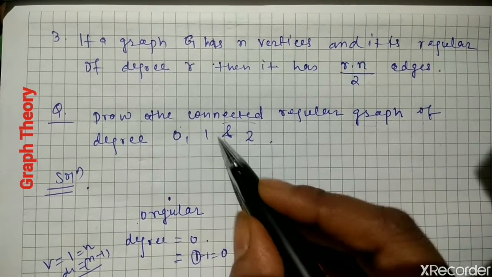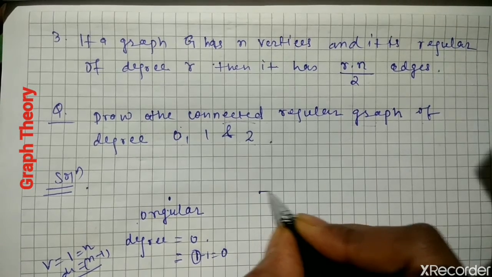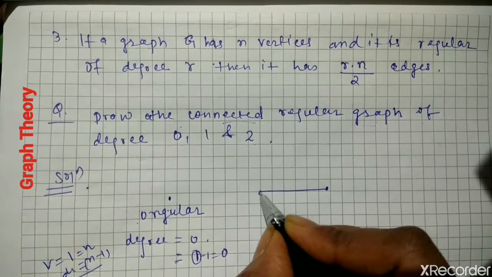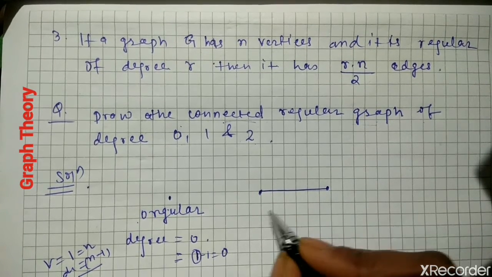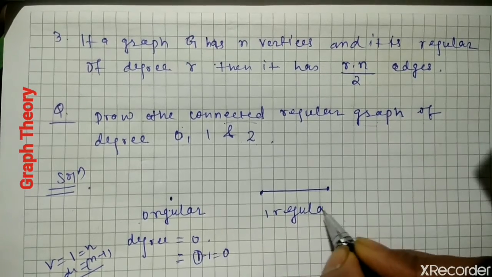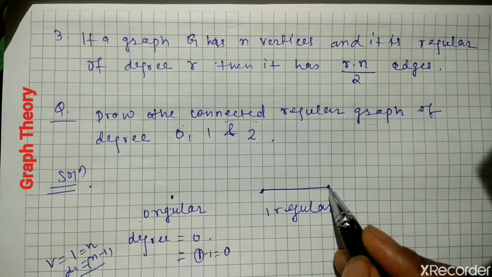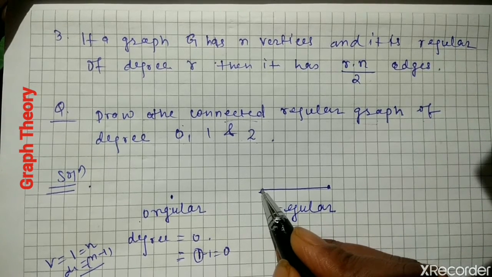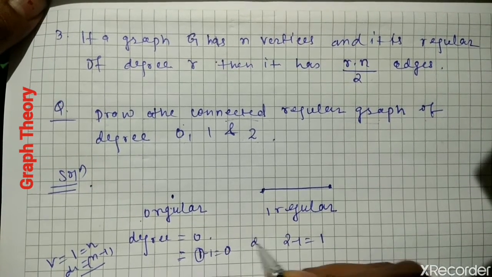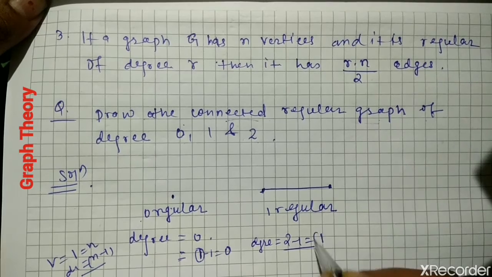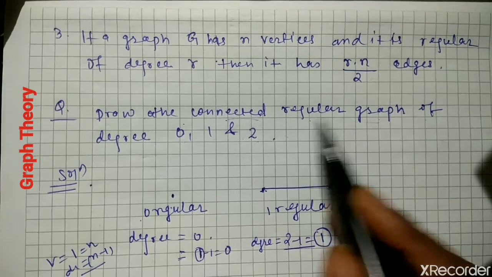Next is 1-regular. This one. How much degree do we have? Here the degree is 1. So this is known as a 1-regular graph, because the degree here is 1. We have 2 vertices, and with 2 vertices the degree is 2 minus 1, that is 1. So we have a 1-regular connected regular graph.